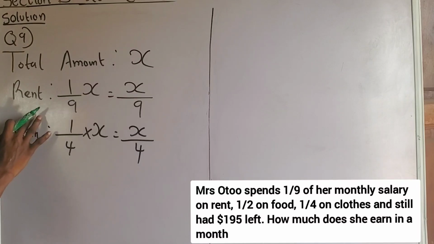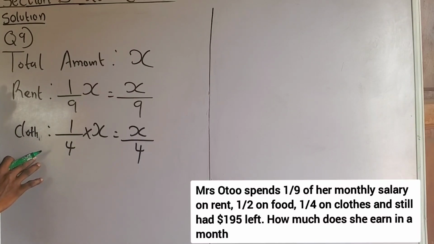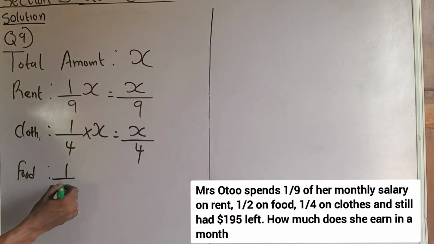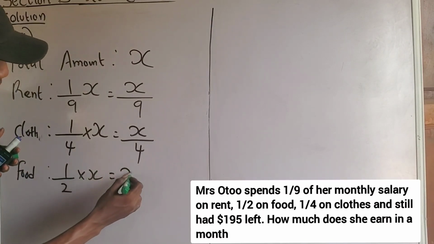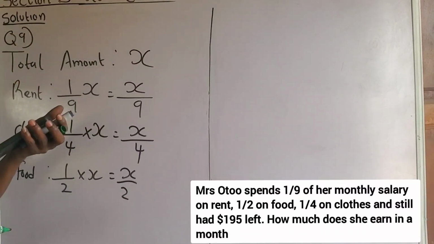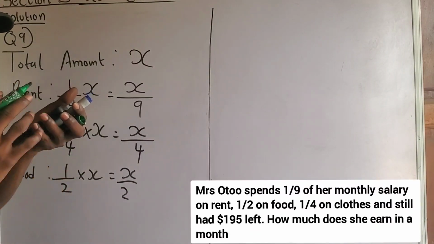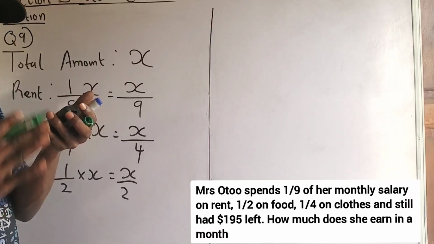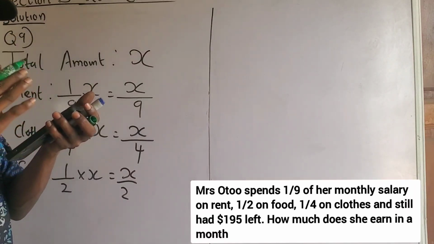She spent 1/9 on rent, 1/4 on clothes. Then she spent 1/2 on food. The amount that she spent on food is 1/2 times X, that is X/2. This is how the question is structured: 1/9 of her monthly salary on rent, 1/2 on food, and 1/4 on clothes.